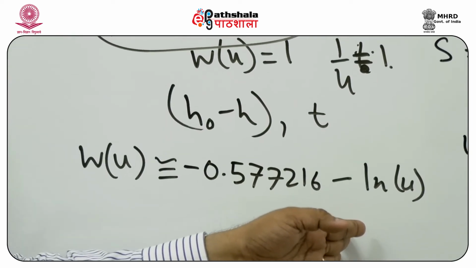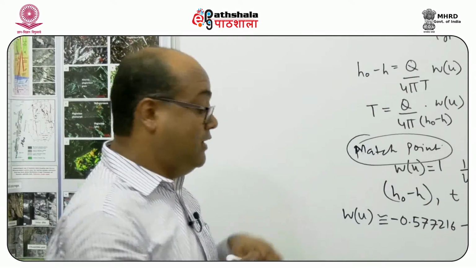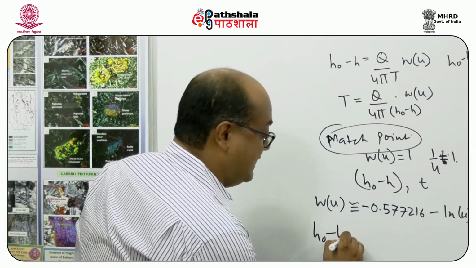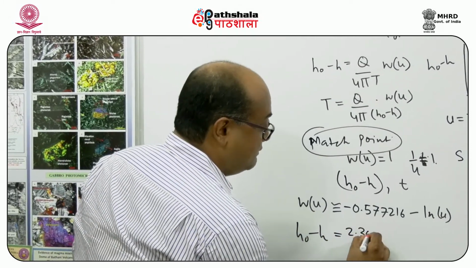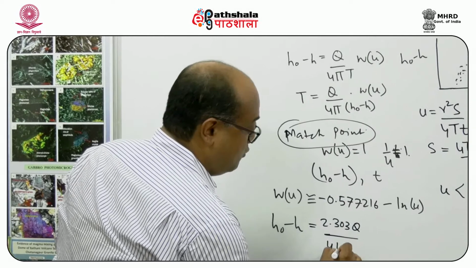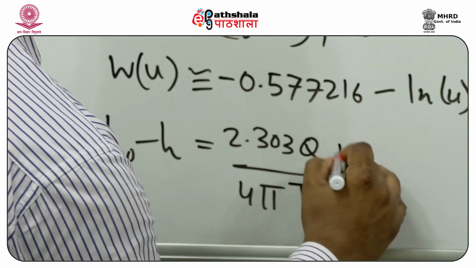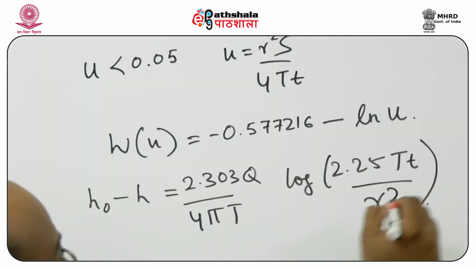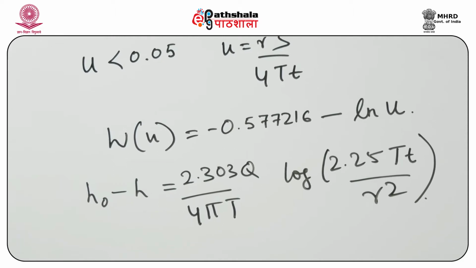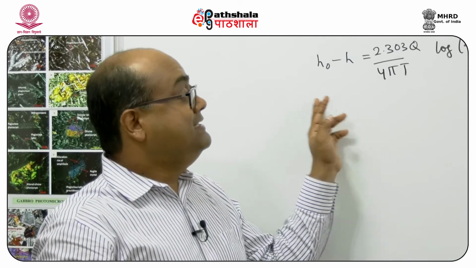Okay, so now if we consider the equation, what he suggested was that the drawdown, H0 minus H, by the Jacob method is equal to 2.303 Q by 4 pi T, multiplied by log of 2.25 T by R square.